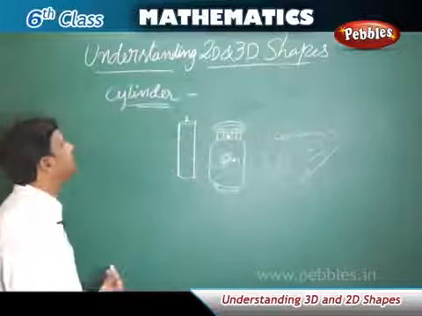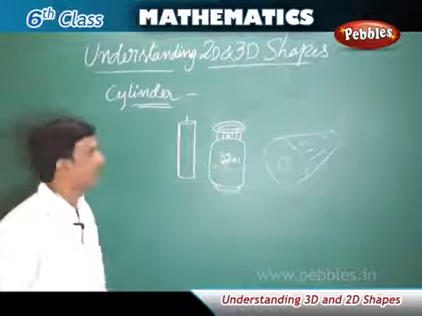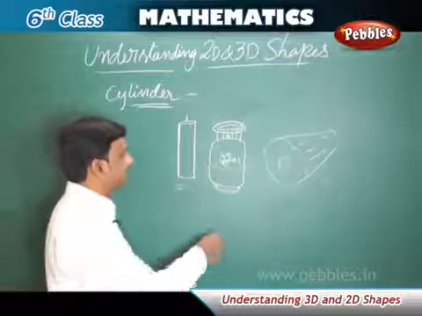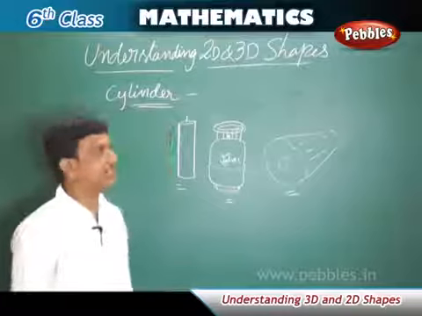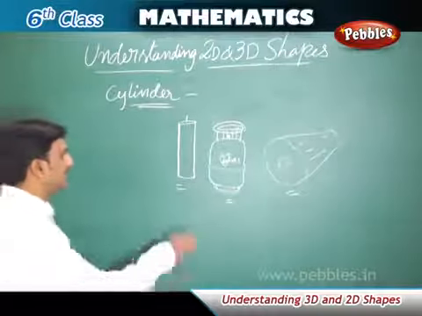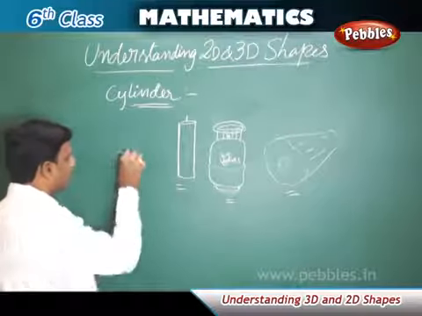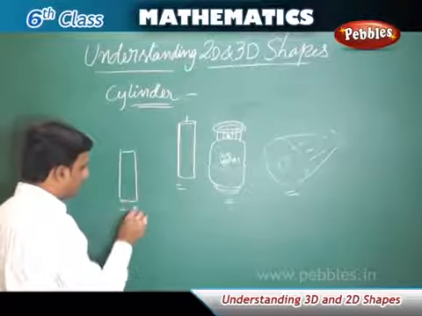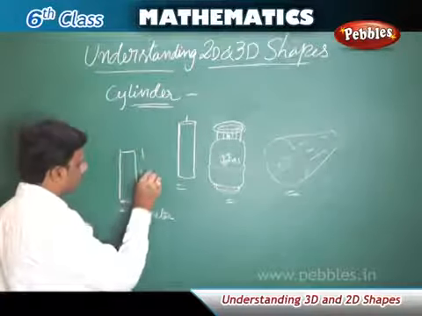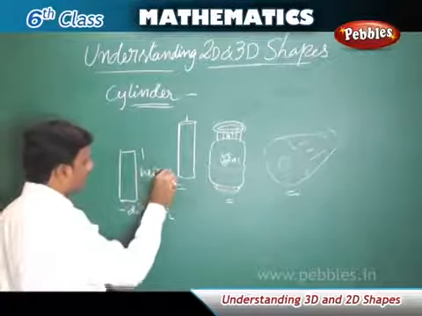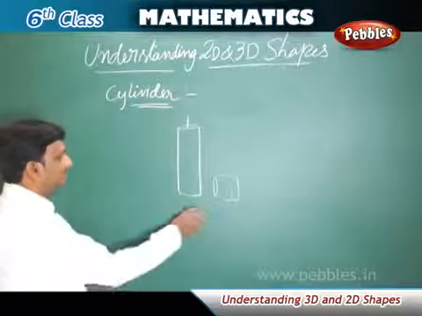The next 3D shape that we are going to see is the cylinder. Objects like a candle, a gas cylinder and a wooden log are in cylindrical shape. So this cylindrical shape has height and diameter. Let us observe this candle.